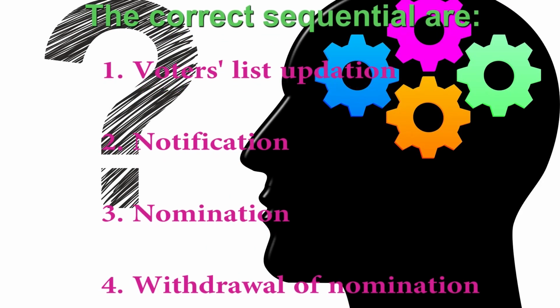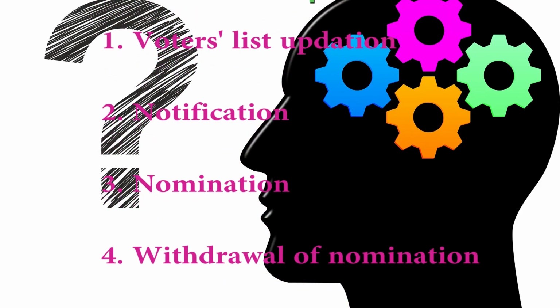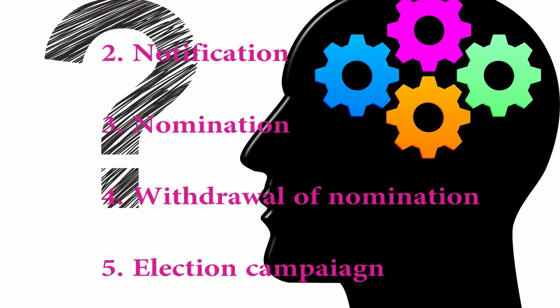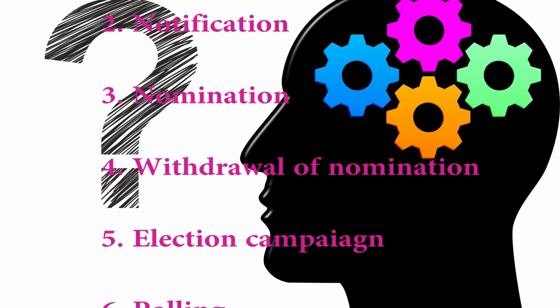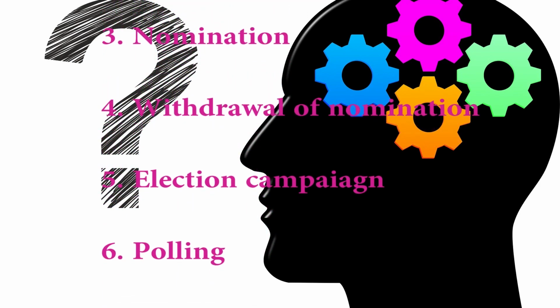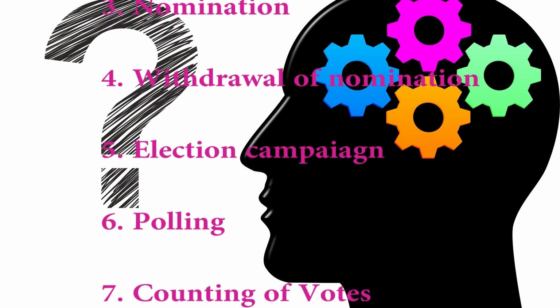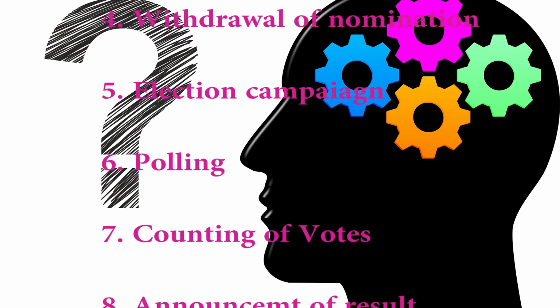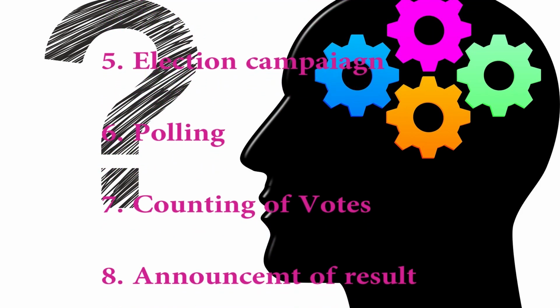The correct sequential order is: Number 1. Voters list updation. Number 2. Notification. Number 3. Nomination. Number 4. Withdrawal of nomination. Number 5. Election campaign. Number 6. Polling. Number 7. Counting of votes. Number 8. Announcement of results.